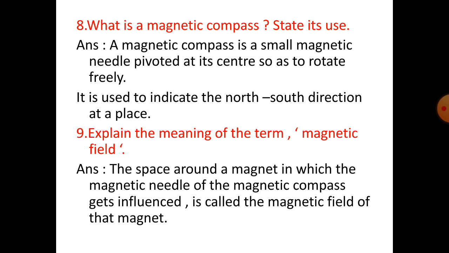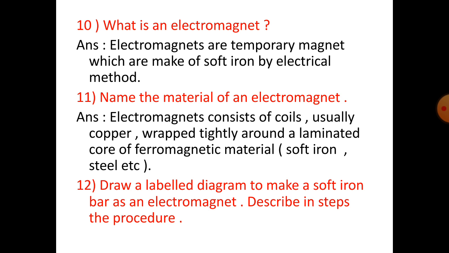9. Explain the meaning of the term magnetic field. The space around a magnet in which the magnetic needle of a magnetic compass gets influenced is called the magnetic field of that magnet. 10. What is an electromagnet? Electromagnets are temporary magnets which are made of soft iron by electrical method.